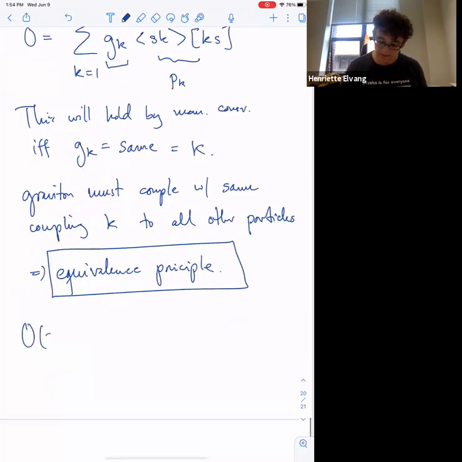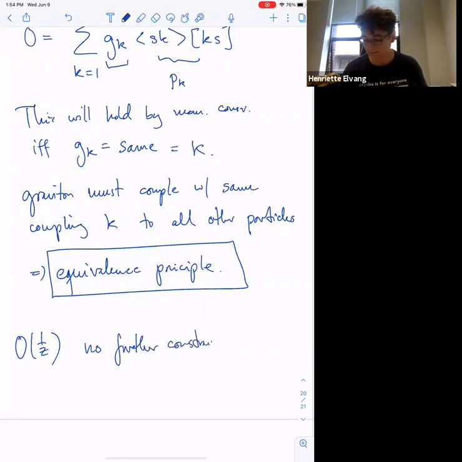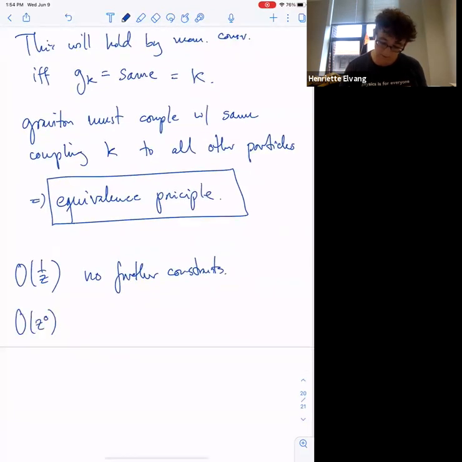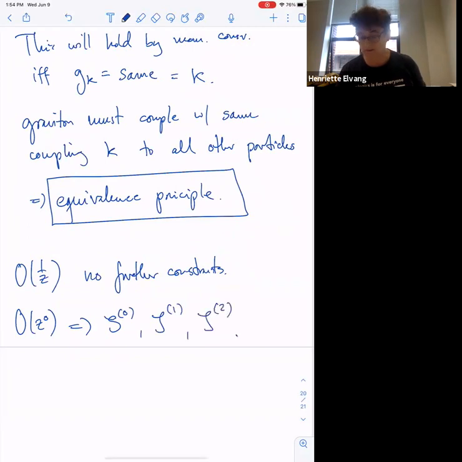Then you can go ahead and look at the order c^0 term. Oh, actually, I should make one more step, which is looking at the 1/c term. Once you have the equivalence principle, there are no further constraints, and I'll leave it as an exercise to see that. And then from order c^0, you get the graviton soft factors. And again, that is a nice little exercise to see how that works.